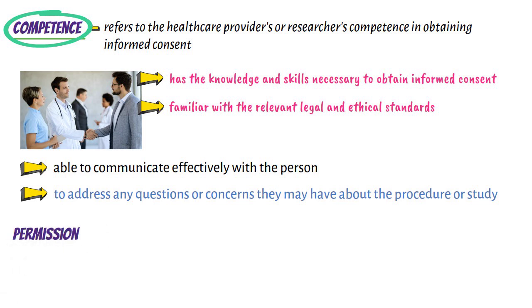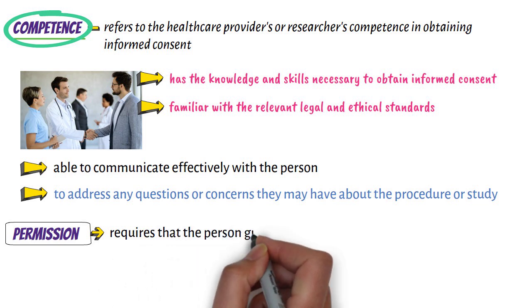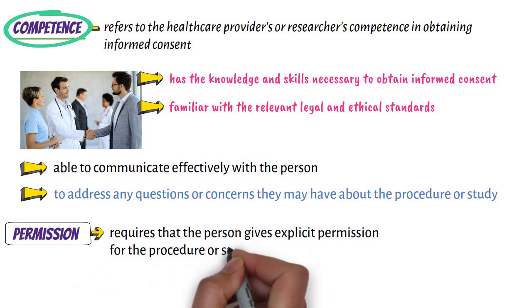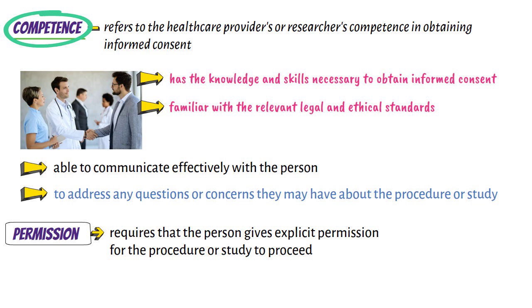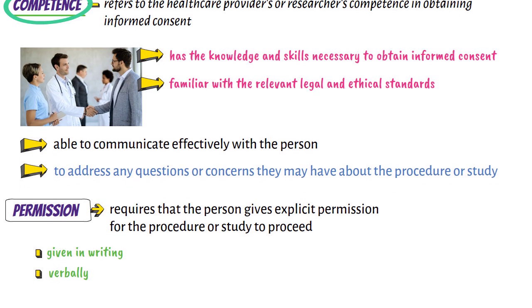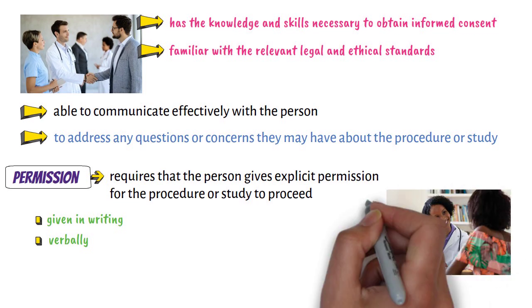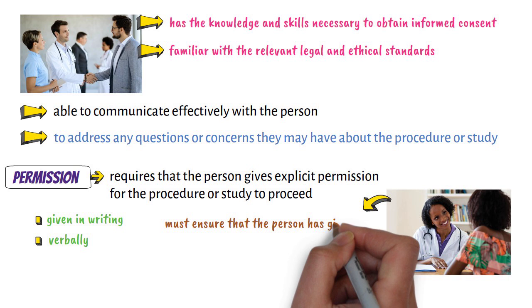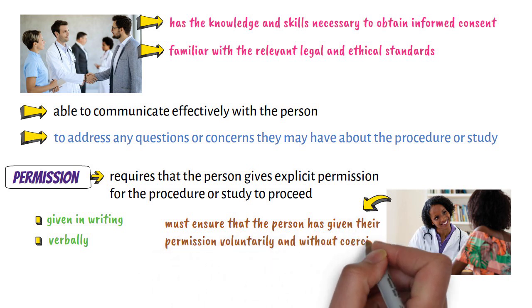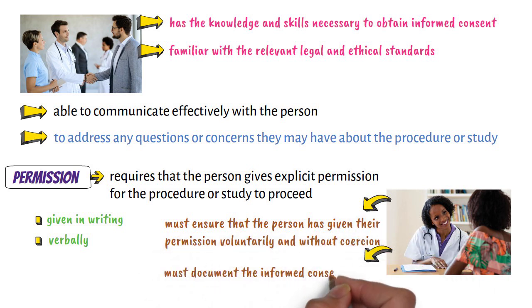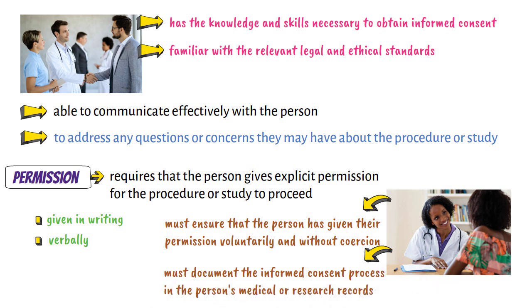Sixth, permission. The final element of informed consent is permission, which requires that the person gives explicit permission for the procedure or study to proceed. Permission may be given in writing, verbally, or by other means, depending on the circumstances. The healthcare provider or researcher must ensure that the person has given their permission voluntarily and without coercion, and must document the informed consent process in the person's medical or research records.